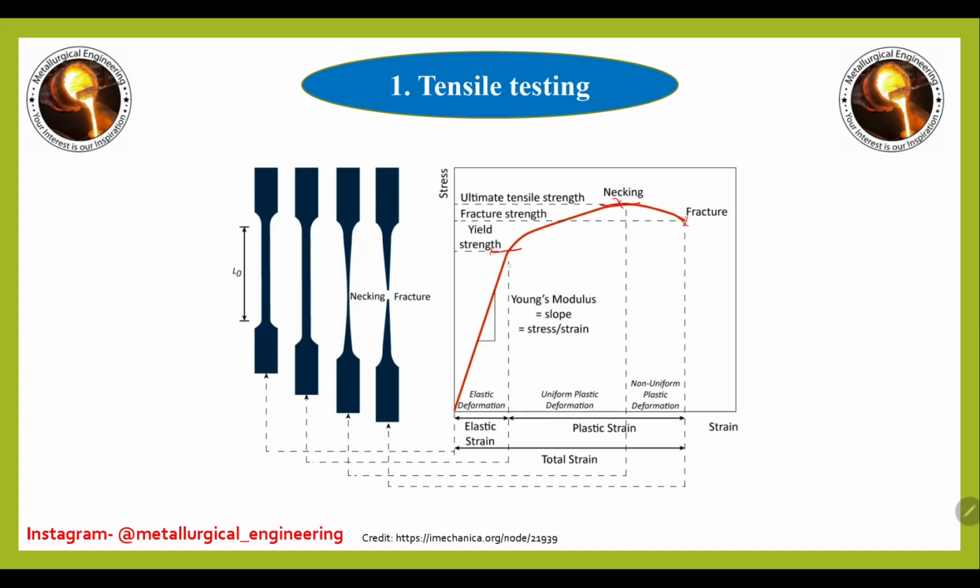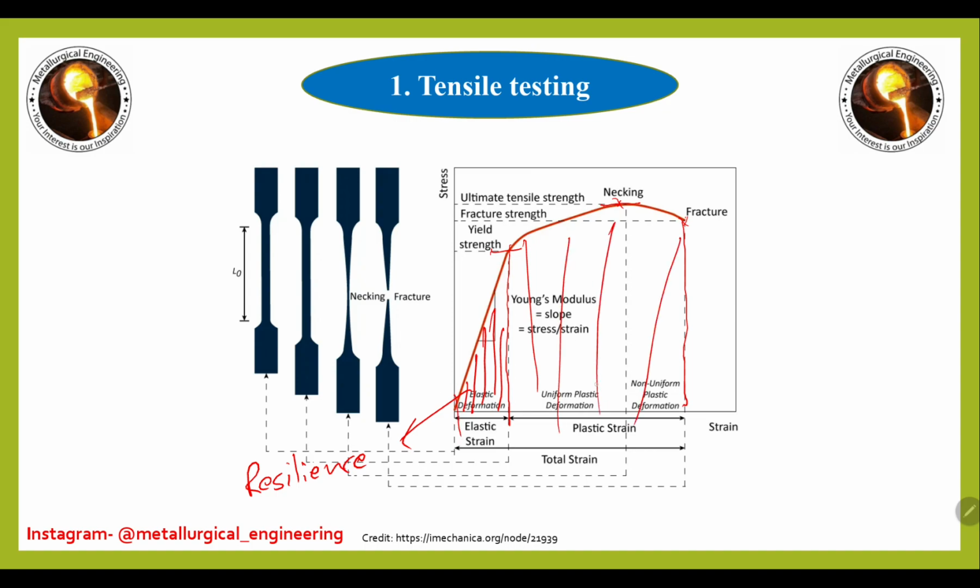So in the first region up to this point, there is another constant we use, the area under this curve, like this area, it is called resilience. And if I take the total area, this whole area from the start point up to fracture, this whole area is called toughness.